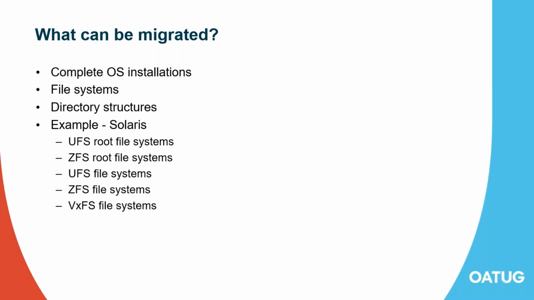So for an example of this in Solaris, you can migrate UFS root file systems, including all the boot sector and everything else, ZFS root file systems as well, UFS regular file systems and ZFS regular file systems, and even VxFS file systems. And the same thing holds true with VAX, with Digital Ultrix, with any of the other legacy systems. They all have similar capabilities that will let you migrate just what you need to migrate.